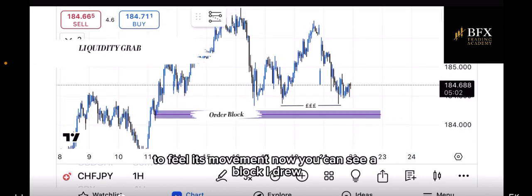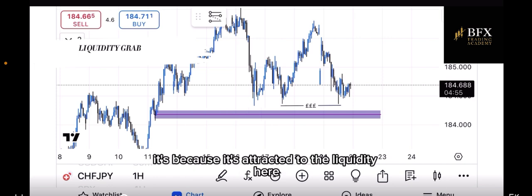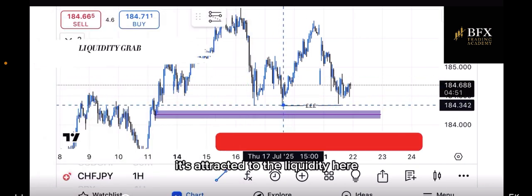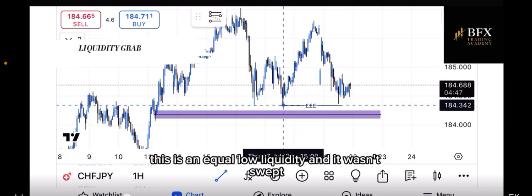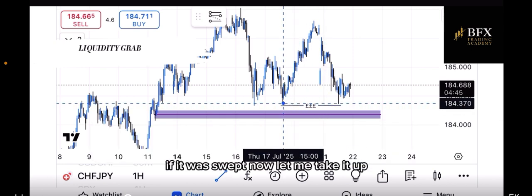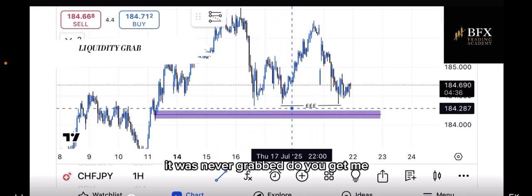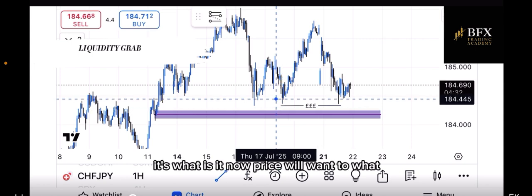Now, you can see a block I drew. Price isn't just coming to that block because it's a block. It's because it's attracted to the liquidity here. This is an equal low liquidity and it wasn't swept. If it was swept, then we'd be like, okay, let's take this trade. But it was never swept. It was never grabbed. Do you get me?